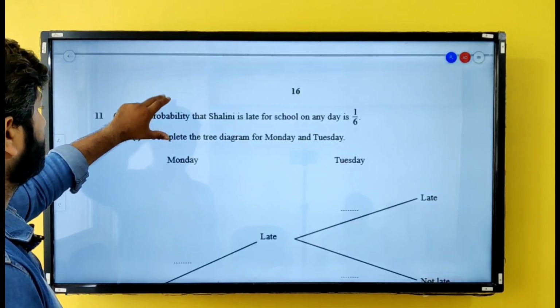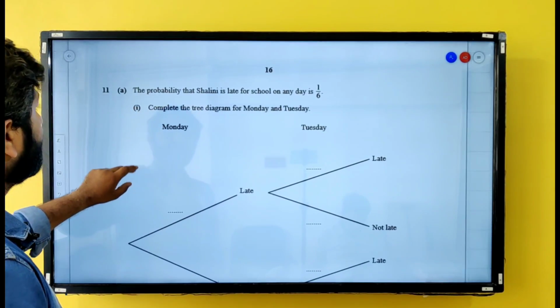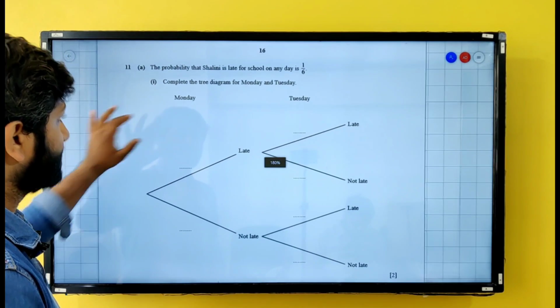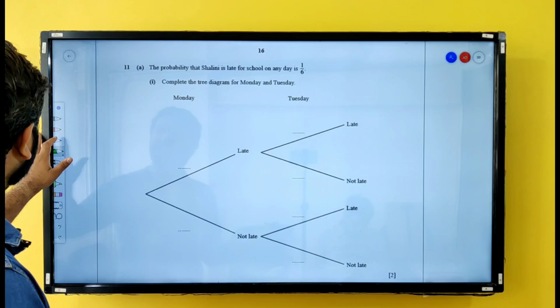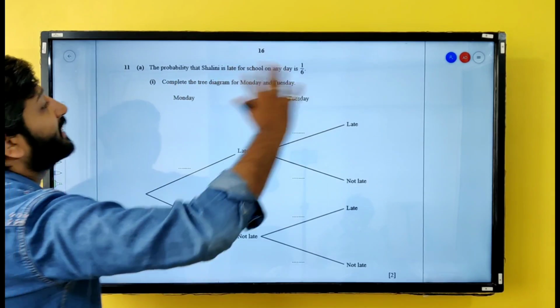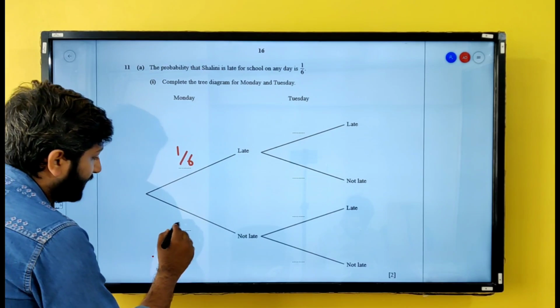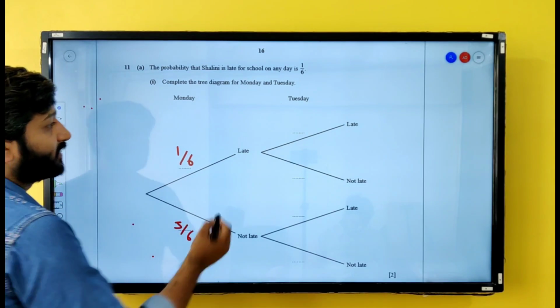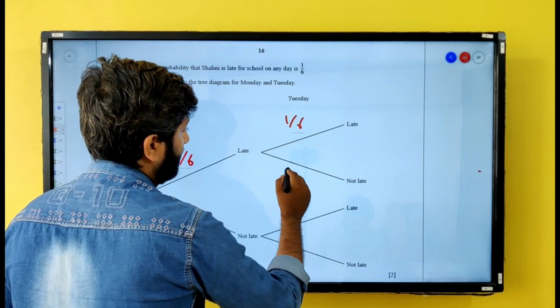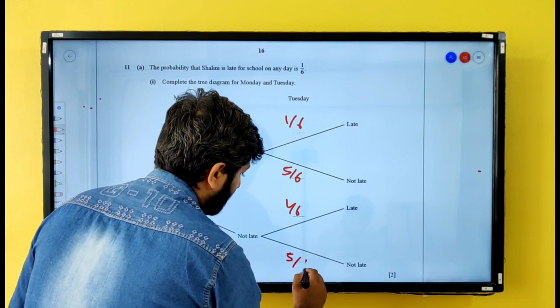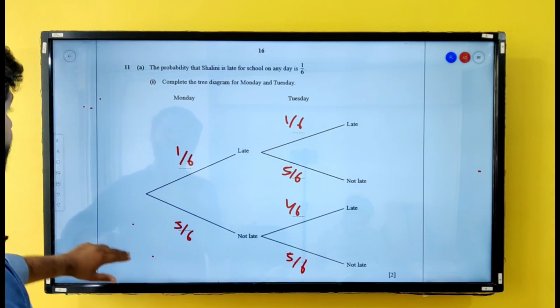Next question. The probability that Shalini is late for school on any day is 1 by 6. Complete the tree diagram. So the probability that she is late on any day is 1 by 6. So the probability of not being late will be 5 by 6. Same way here, 1 by 6 late, 5 by 6, 1 by 6 and 5 by 6.